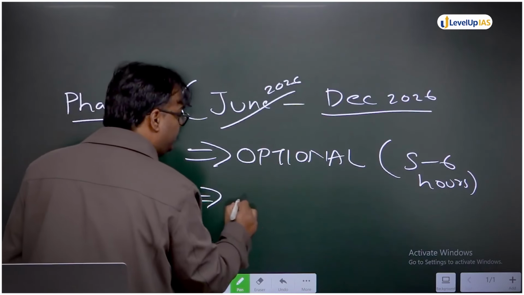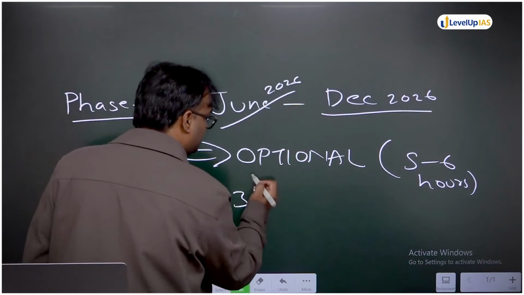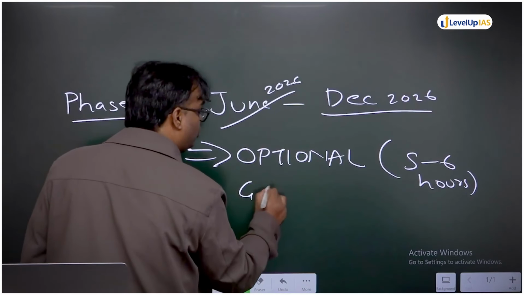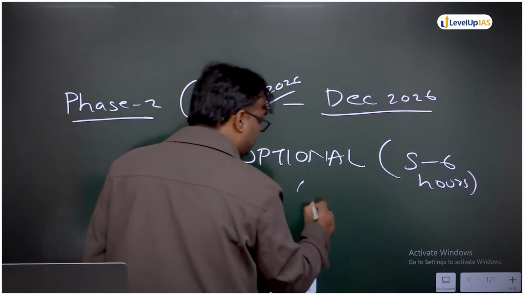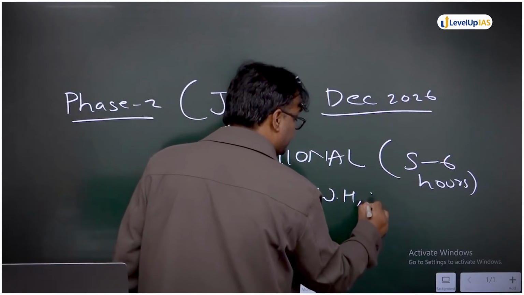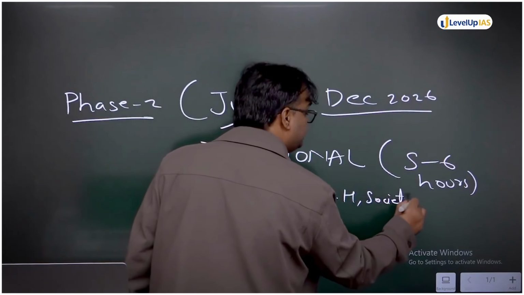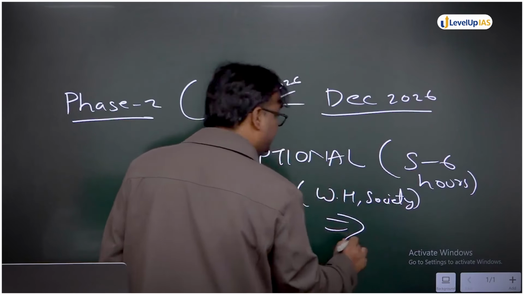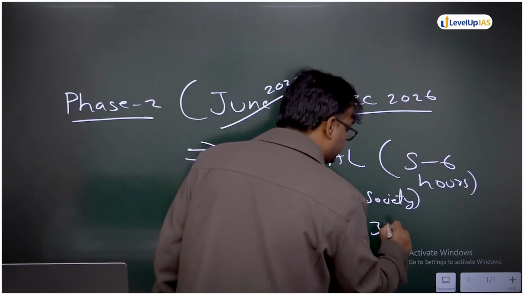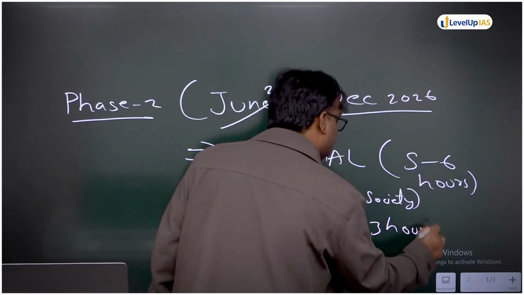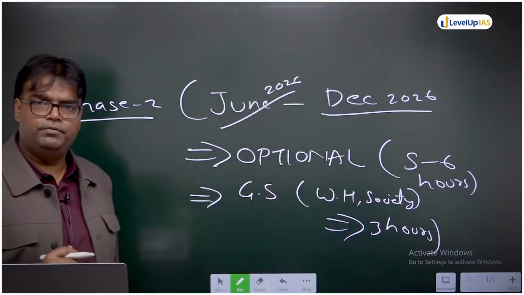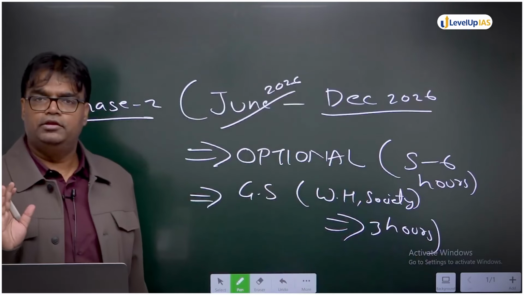And in the remaining 3 hours, GS के जो भी pending topics रहे होंगे, it may be world history, it may be society, it may be all these mains related topics. This should be done in 3 hours and keep last 1 hour for revision and so on. आपको ये करना है ना?